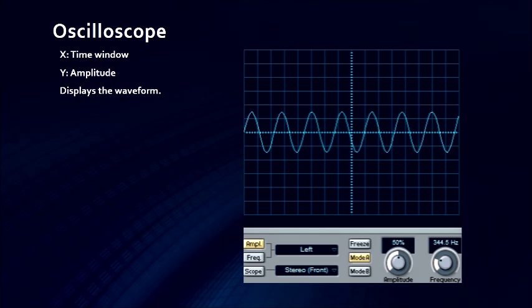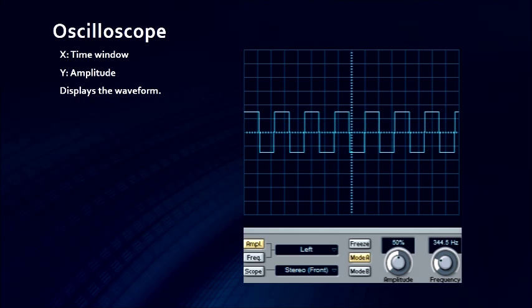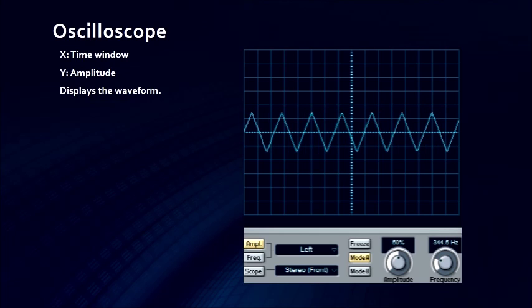There are different types of waves that can be seen in an oscilloscope, and they produce different types of sound. First one is a square wave. Triangular wave. Notice the difference in sound. Sawtooth wave.